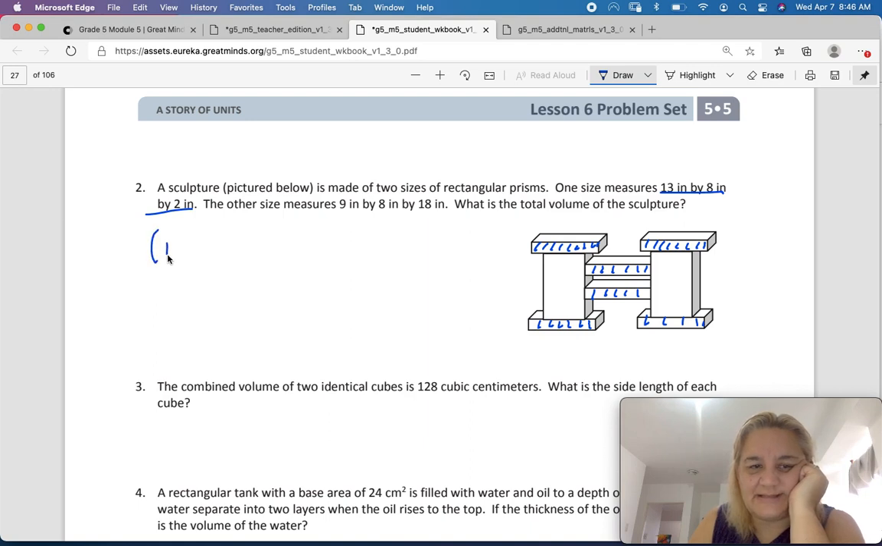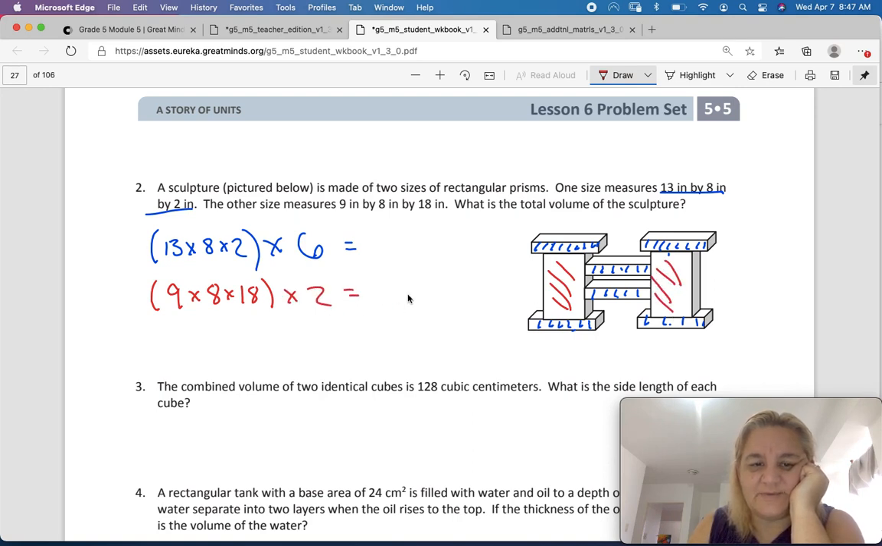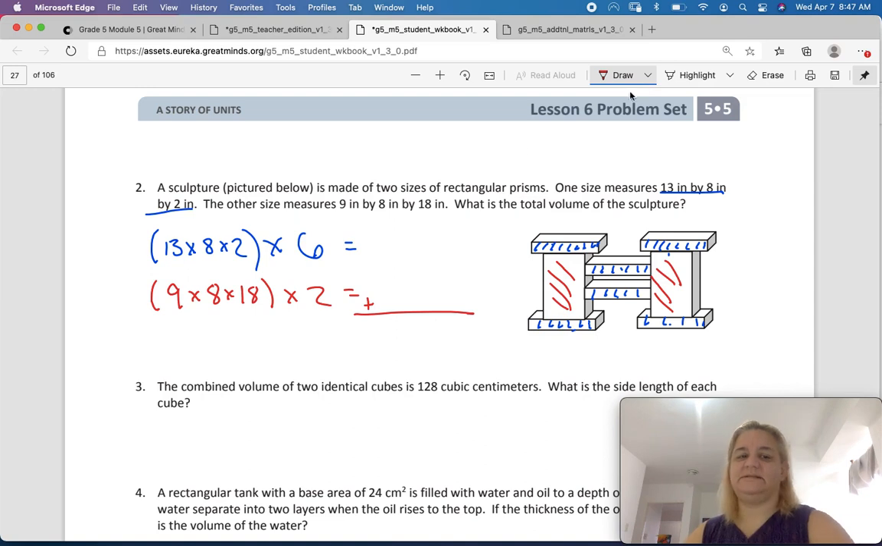So here is 3 times 8 times 2. I left the labels off because I'm going to run out of space. And how many of them are there? There are 1, 2, 3, 4, 5, 6 of them. Okay? That's going to give me all the volume of all these little ones. Then the other measures 9 inches by 8 inches by 18 inches, and there are 2 of those. Okay? So once I get this plus this, I can just add them together and get my volume of the whole thing.